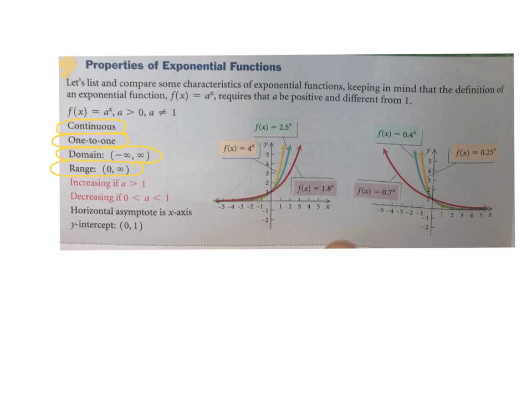Notice it doesn't include 0. The x-axis is an asymptote, and that's coming up in a minute. That's why the range is from 0 to infinity. It's increasing, which means it's growing if your number is bigger than 1. It's decreasing if it's less than 1. I just said this a second ago. The horizontal asymptote is the x-axis. It never touches the x-axis. It gets closer and closer. And the y-intercept is always 1. That's a huge deal as we start to graph these things.